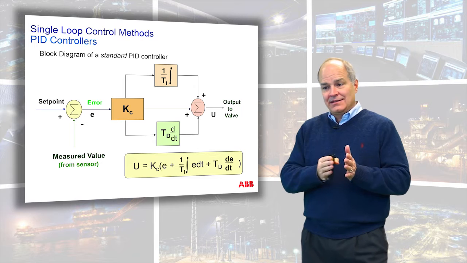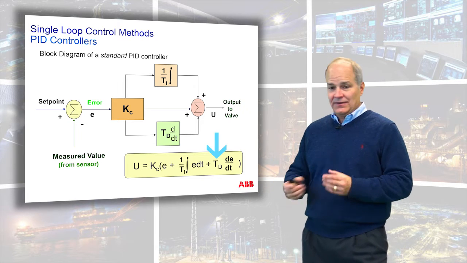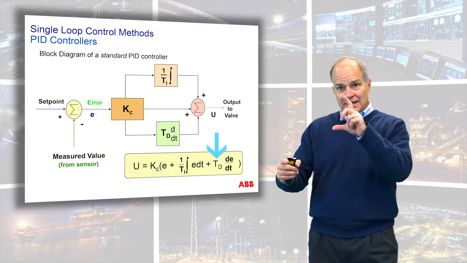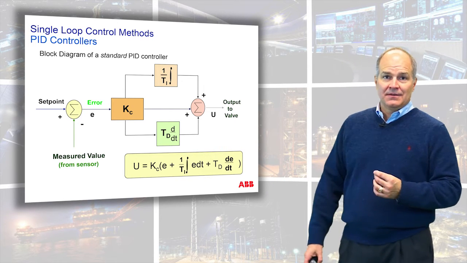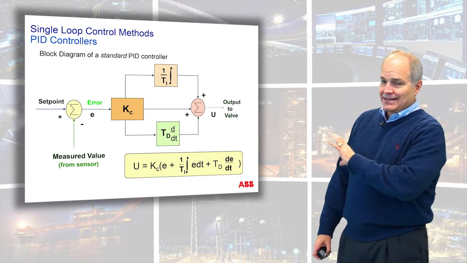And so you're defining an amount of time. And same thing with the derivative time. It's like, how far into the future do I expect my error to be? And then I'll compensate for that with my proportional action. So it's just a different algorithm.